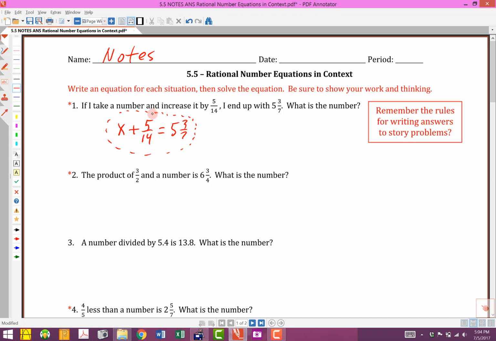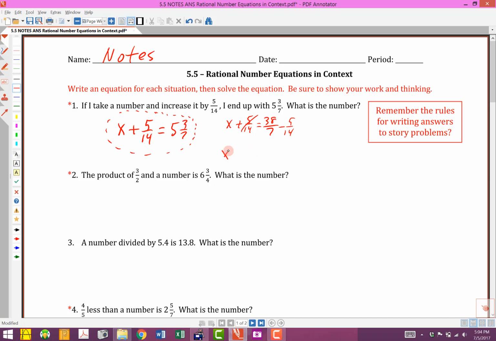Now how we go about solving that equation, that's kind of up to us. So here's what I'm going to do on this particular problem. I'm going to do x plus 5/14 equals, and I'm going to go ahead and change that into an improper fraction. So that would be 7 times 5 is 35 plus 3, so that's going to be 38/7. Then I'm going to subtract 5/14 from both sides. So you'll notice that those are going to undo each other. So I could just cross that off and move it to the other side. So I could just write something like that.